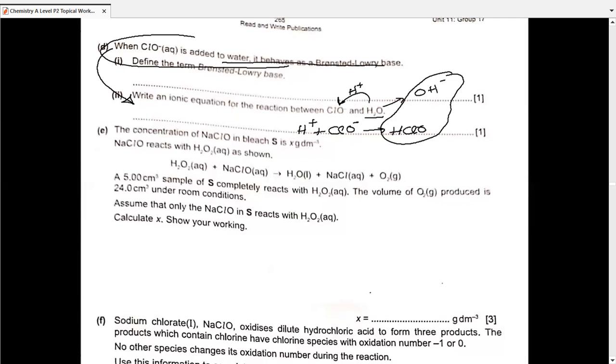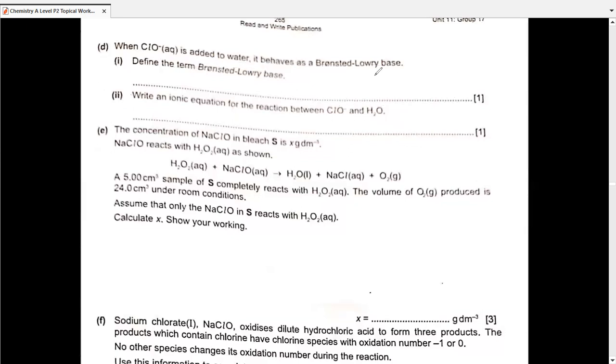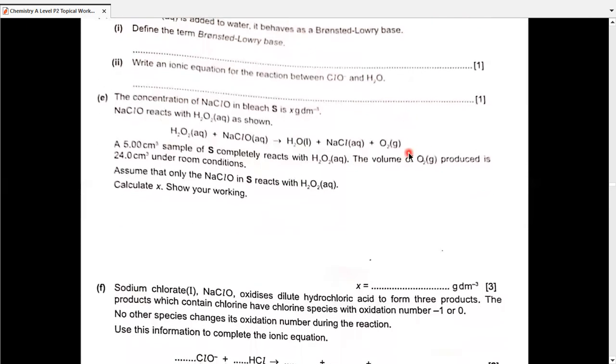Okay, moving on. Part E. Part E also needs to be done carefully. The concentration of NaClO in bleach S is x grams per decimeter cube. NaClO reacts with H2O2 aqueous as shown. A 5 centimeter cube sample of S completely reacts with H2O2. The volume of O2 produced is 24 centimeter cube under room conditions. Assume that only the NaClO in S reacts with H2O2. Calculate x. Show your working.